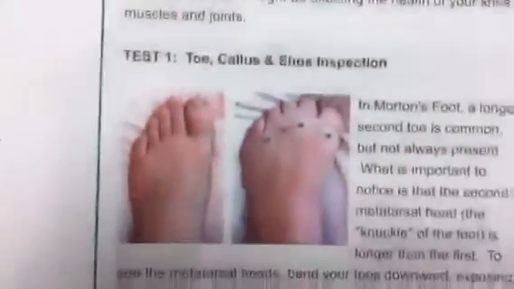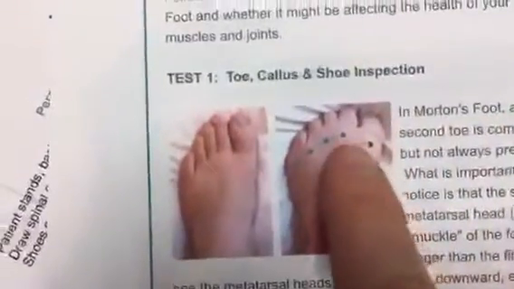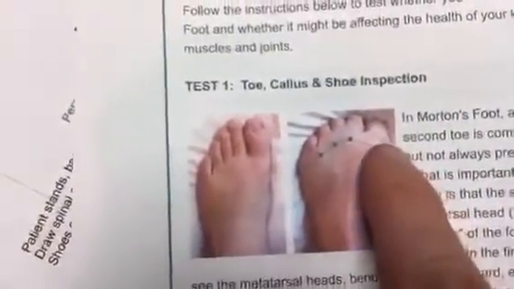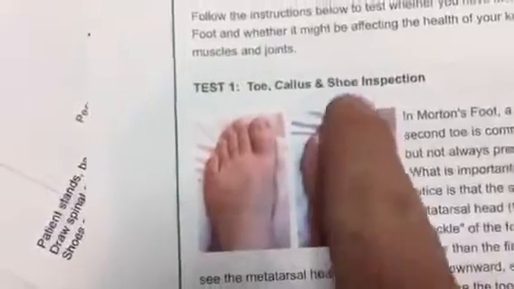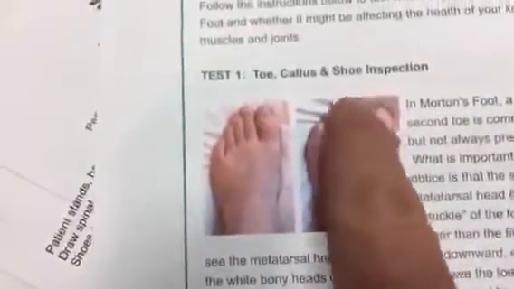The weight should go through the first ray, and in someone whose first toe has a deficit, in other words, it's shorter than the second toe, as in the case here, where you can see that the second toe sticks out longer than the first toe. This person, in order to get over that extra ledge sticking out on the second toe, has to roll in and hyperpronate. And that's where you get hyperpronation during walking.